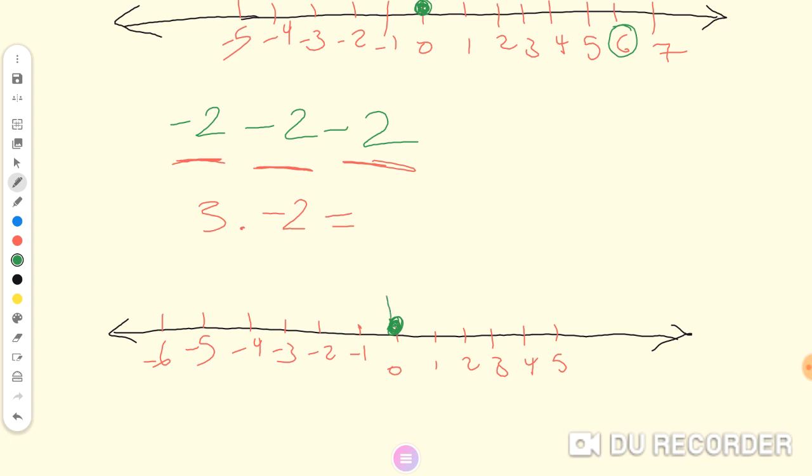Okay, 3 groups of negative 2. 1, 2, this is the first negative 2. 1, 2, second negative 2. 1, 2, third negative 2. Where are we now? Negative 6. So the answer is negative 6. Now we know how to apply multiplication on the number line and how to understand it mentally. You can memorize the times table in your mind, but you have to know how to understand it. It's very easy to understand.